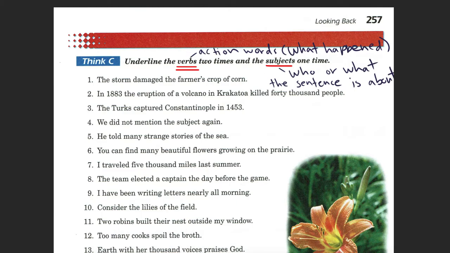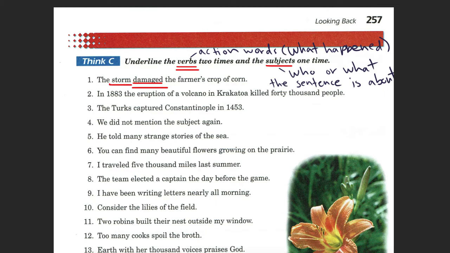Okay, so let's do the first one. The storm damaged the farmer's crop of corn. So let's look for the verb. What happened? What's the action word here? Damage. Damage is the verb because it's something you can do. It tells us what happened. So who or what did the verb? The storm, right? So the storm is underlined once.